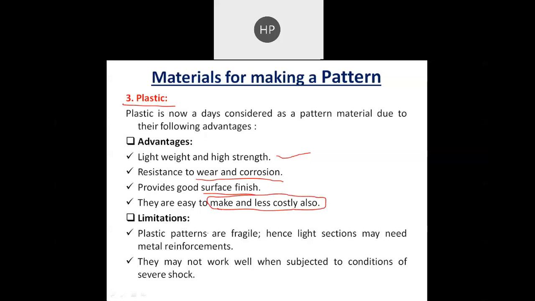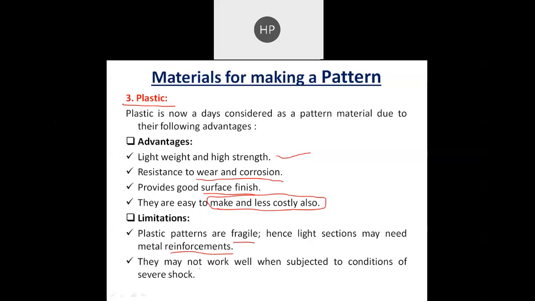And it has certain limitations: plastic patterns are fragile. Hence light sections may need metal reinforcement. That is the limitation, that in some cases when we have light sections, the plastic patterns may not be able to withstand. So in that case we require a metal reinforcement to provide strength.